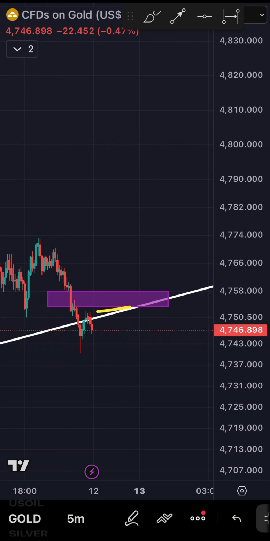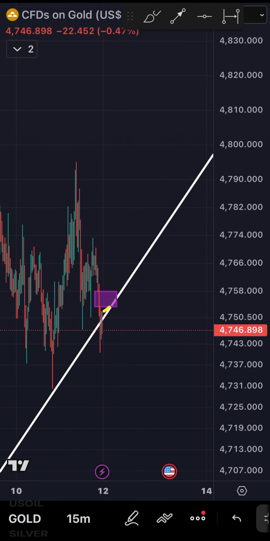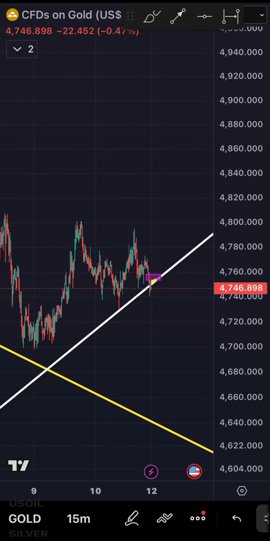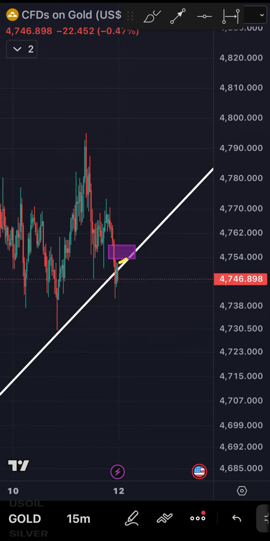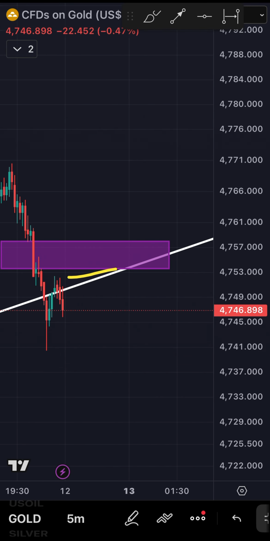I don't teach y'all that. So you should really only be on the 15 minute, 30 minute, hourly, 4 hour, or daily when it comes to marking up your charts. Now, when you're actually ready to get in a trade, that's when you go to a 5 minute, just to really see your precise entry.